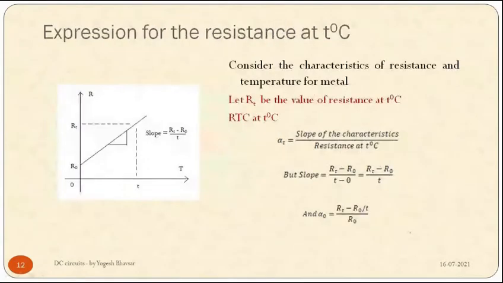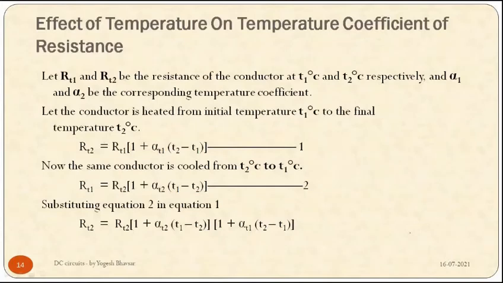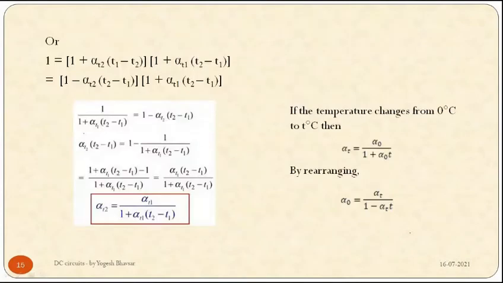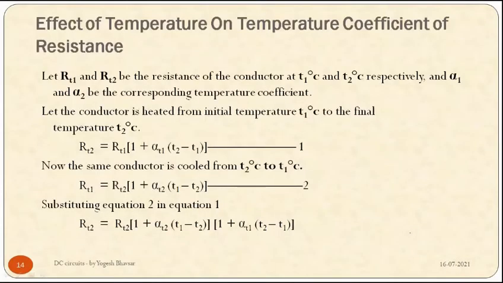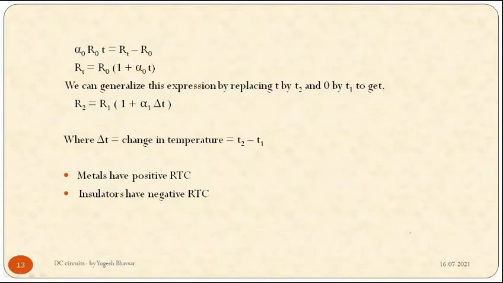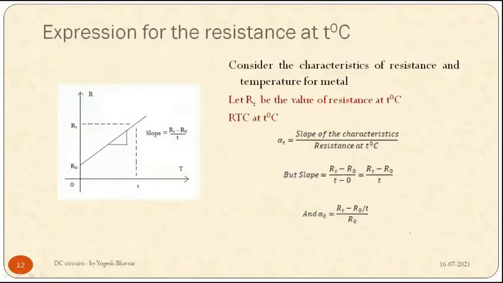Now we have two simple derivations. First one is the expression for the resistance at T degree Celsius, and second is the effect of temperature on the temperature coefficient of resistance. These two derivations we have to see quickly. Okay, so first one, expression for the resistance at T degree Celsius.